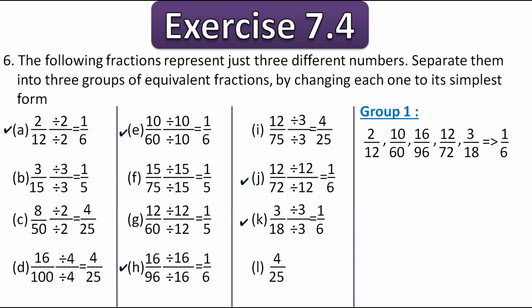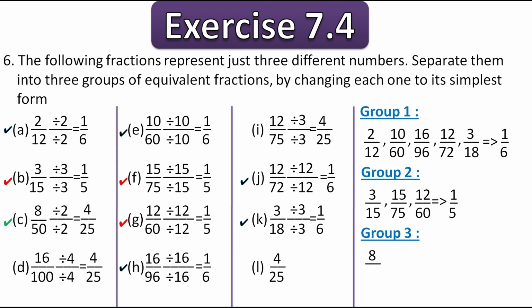Now let's make group 2. Here 3 upon 15 will come, then 15 upon 75, 12 upon 60. These three fractions are equivalent to 1 upon 5. Now we will make group 3, that will have 8 upon 50, 16 upon 100, 12 upon 75 and 4 upon 25, which are equivalent to 4 upon 25. So we made 3 groups.